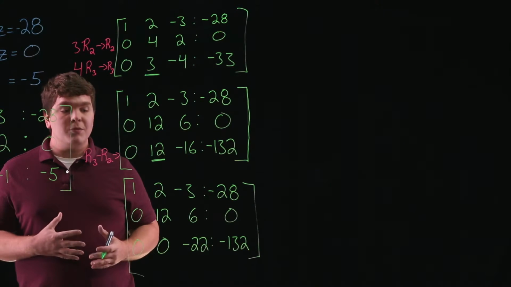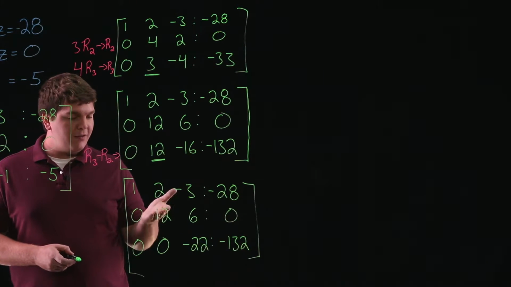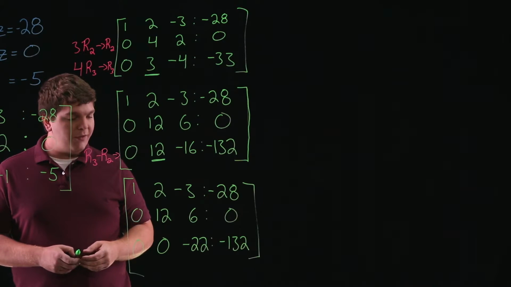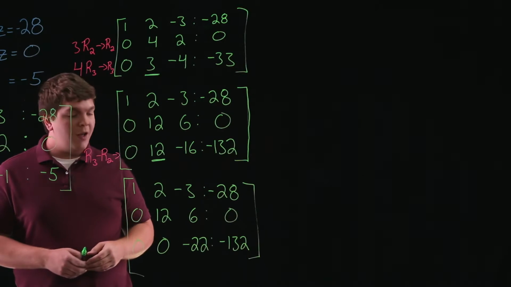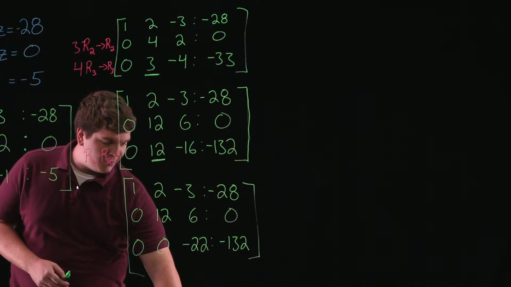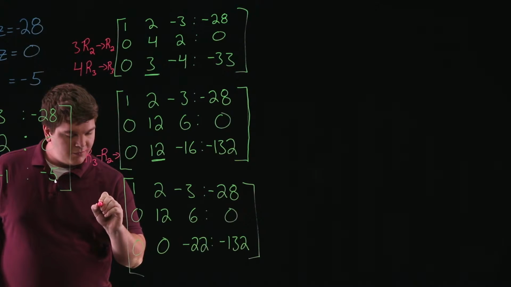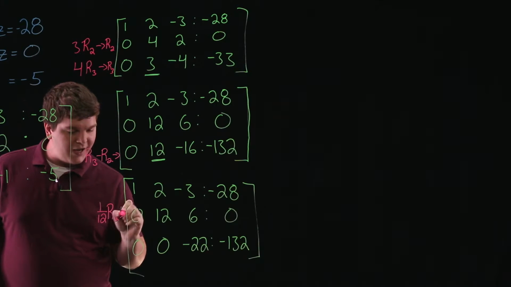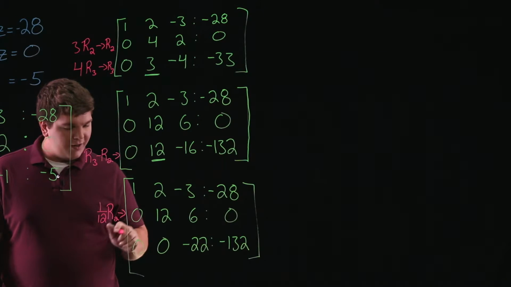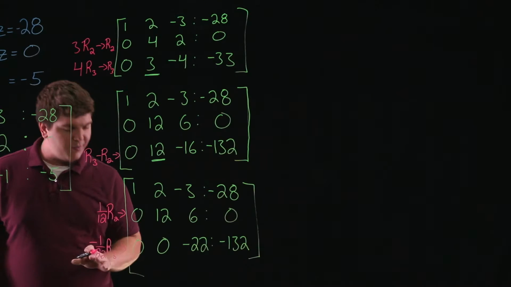Now since we're trying to write our matrix in row echelon form, we need to multiply the second row by 1/12, and we need to multiply the third row by 1 divided by -22, or -1 divided by 22. So we'll multiply the second row by 1/12 and place this back in the second row. And we'll multiply the third row by -1 divided by 22 and place this back in the third row.